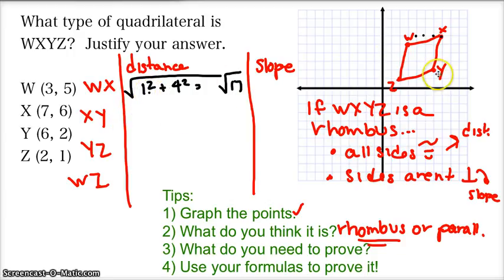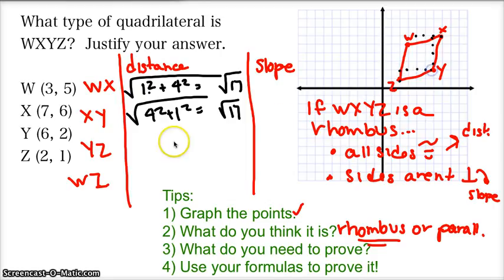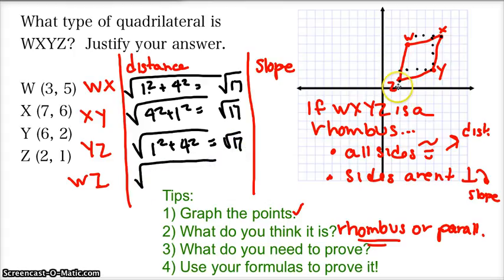I'm going to do the next one. I'm rising 1, 2, 3, 4, running 1. 4 squared plus 1 squared is the square root of 17 again. And the next one, up 1, 1, 2, 3, 4, rise squared plus run squared, again the square root of 17, and WZ, 1, 2, 3, 4, rise 4, run 1.